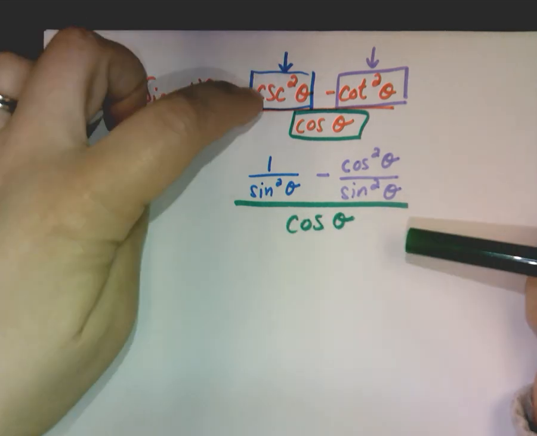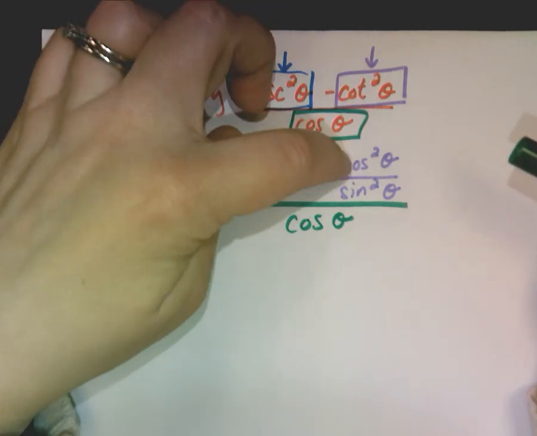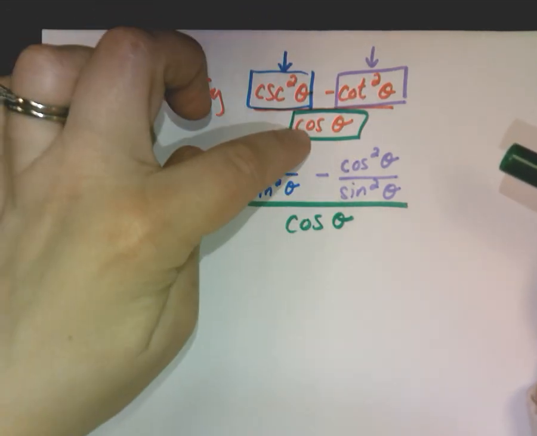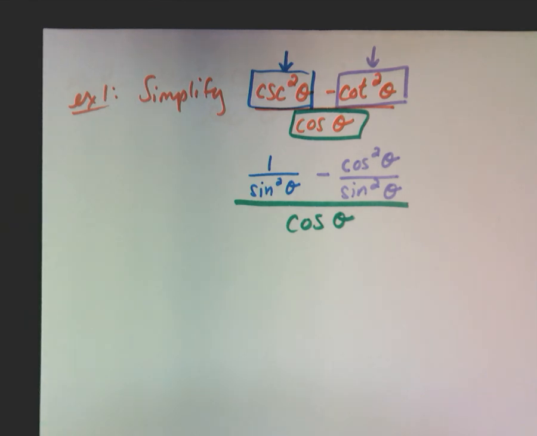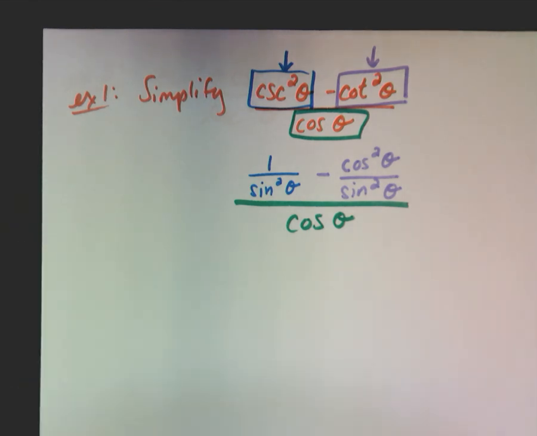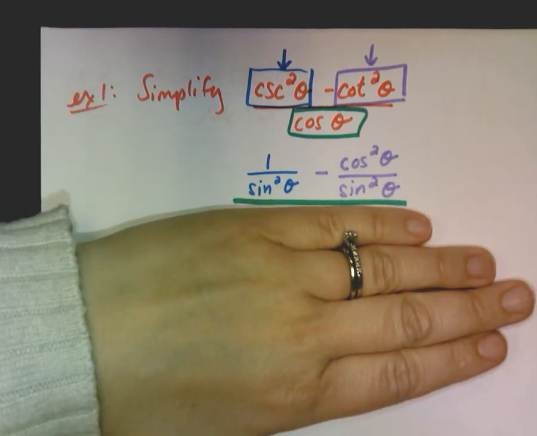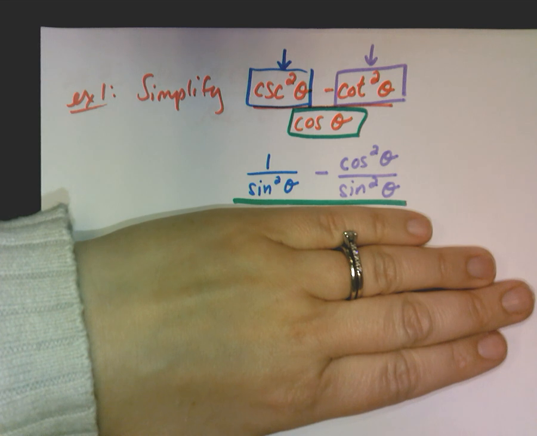So all I've done is replaced cosecant squared with 1 over sine squared, cotangent squared with cosine squared over sine squared, and cosine theta, I leave it. Okay, now here's what I want you to do. You've got to make this thing, which looks ugly right now, one fraction. So you start with the top. Let me cover this part right here. You're going to make that one fraction.